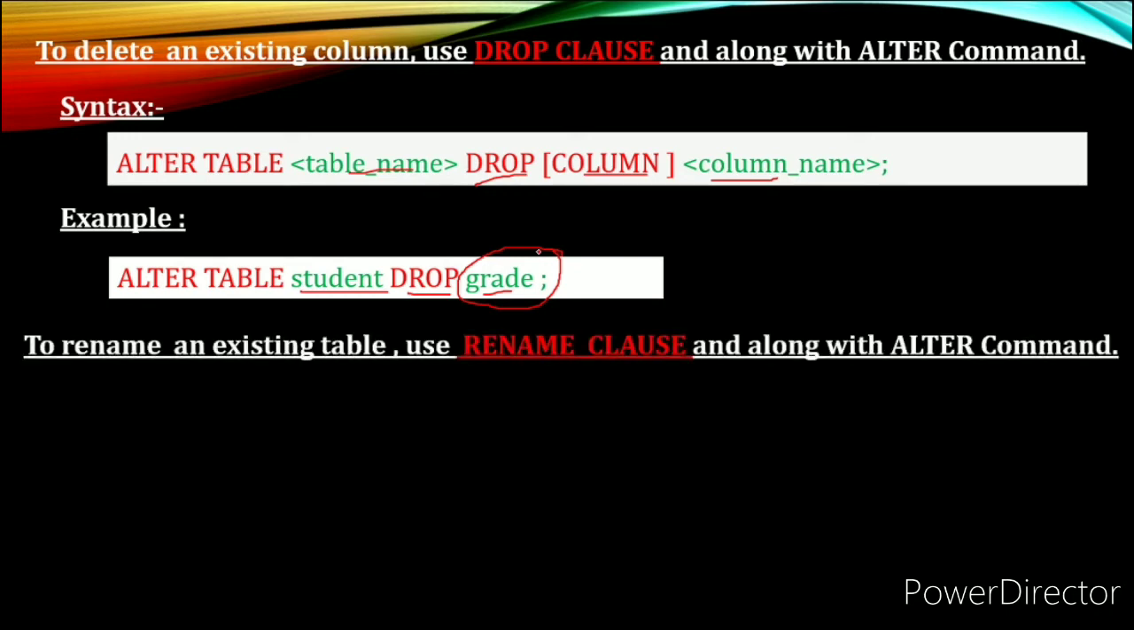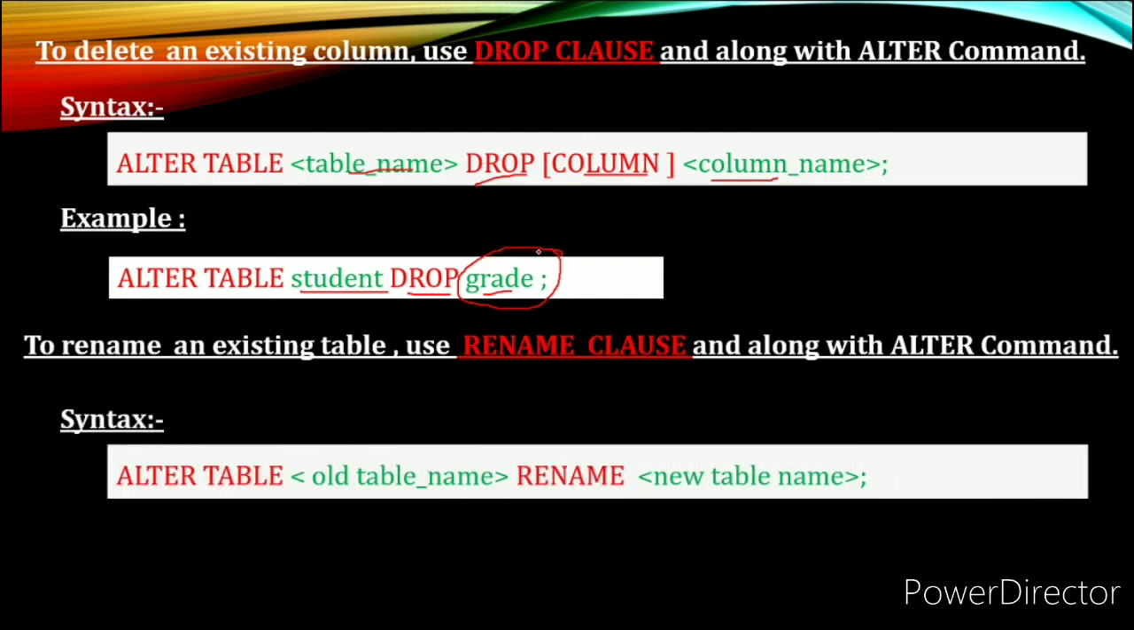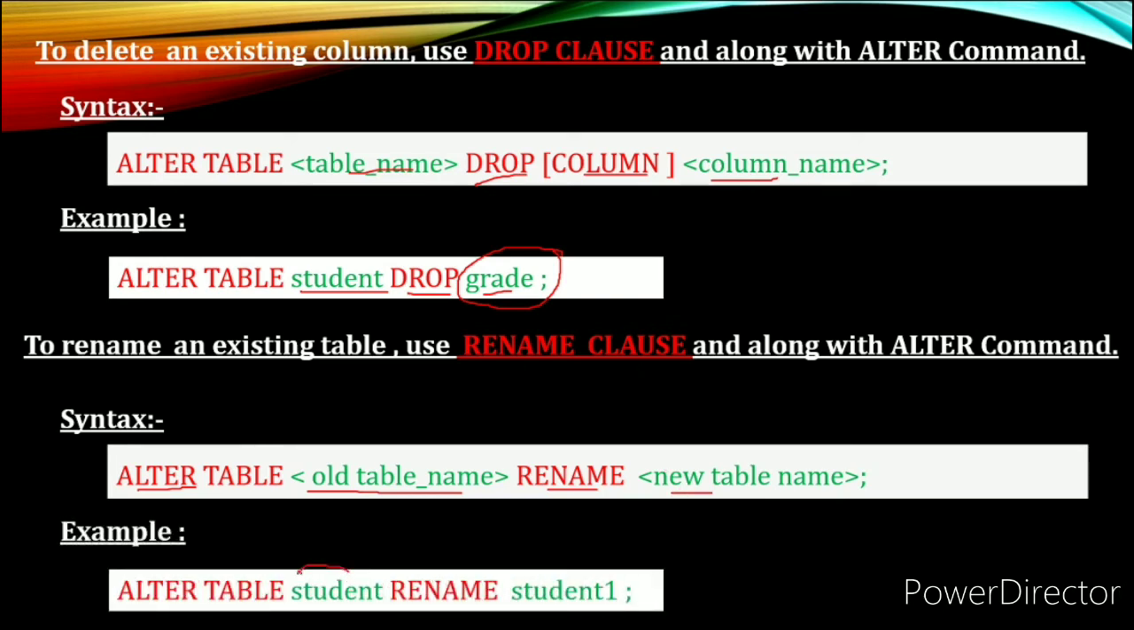We can also perform a renaming operation on our existing table. Suppose that we want to change the name of the table. We can do this with the help of the alter table command with a rename clause. The syntax is alter table, old table name, rename clause, and after that the new table name. So if you want to change the name of the student table to student1, here is alter table, this is the old table name, and rename, this is the new table name. Let's do it practically.